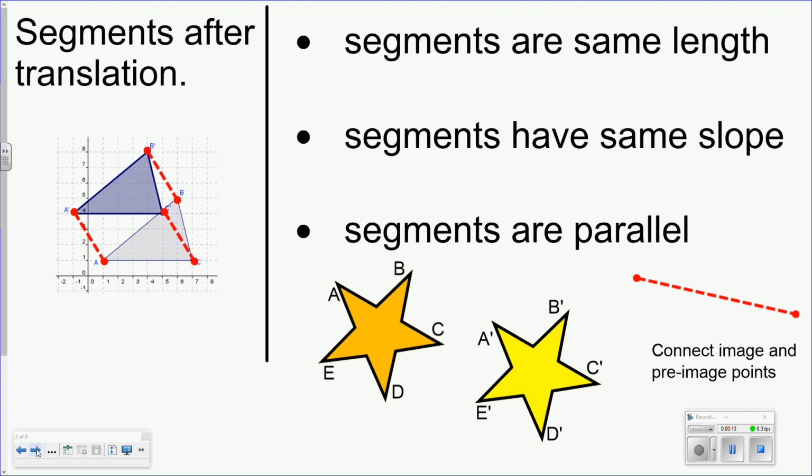After a translation, the segments are all the same length, they have the same slope, and they're parallel. If I were to draw a segment from B to B prime and A to A prime, those segments would be exactly the same length, same slope, and you can see that they are parallel.